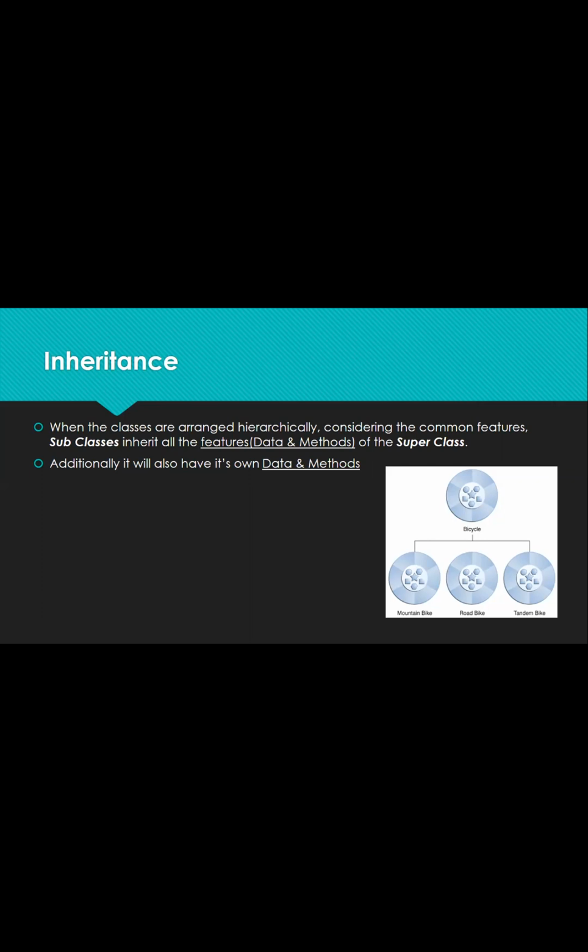So, can you give me some other examples for inheritance, other than this bicycle? Any other examples? Some example where we can create subclasses from a superclass.